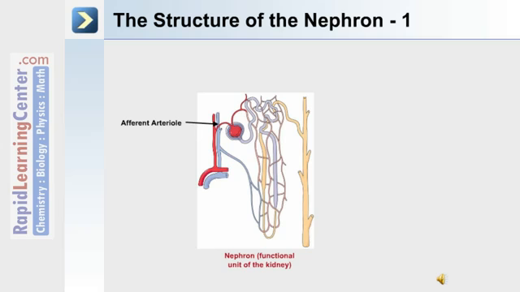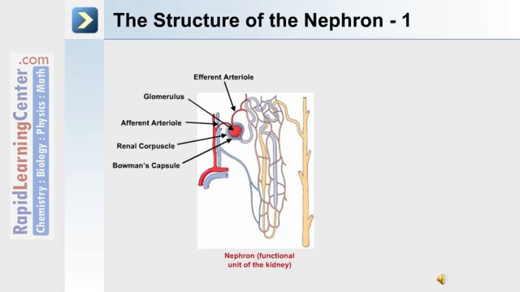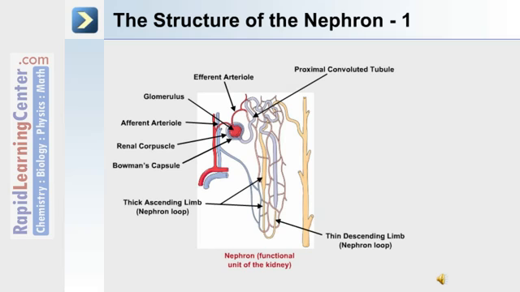The afferent arteriole brings blood into the glomerulus for filtering. The efferent arteriole removes filtered blood. The renal corpuscle and Bowman's capsule interact with the glomerulus for filtering and producing filtrate. The filtrate leaves this area and travels through the proximal convoluted tubule and eventually into the thin descending loop. Next, the thick ascending loop, which gives rise to the distal convoluted tubule. The filtrate then enters the collecting ducts.